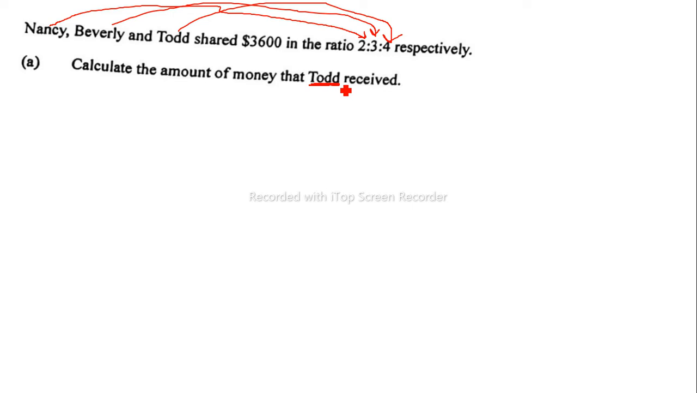Add the ratios, beautiful. Add the ratios and then do what? Divide it into 3600. Yes, and then what you get from that, you multiply by 2, 3, and 4. But we want Todd, so we multiply by 4. Very good. Thank you, Jacqueline.